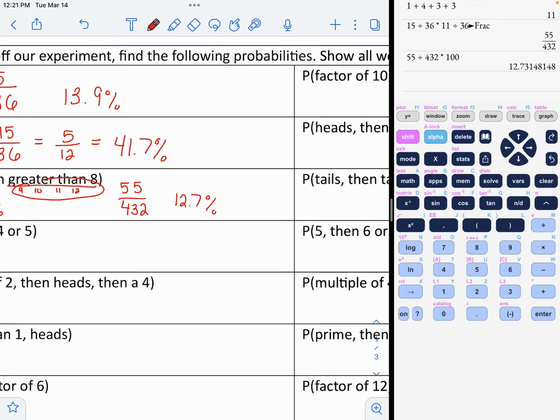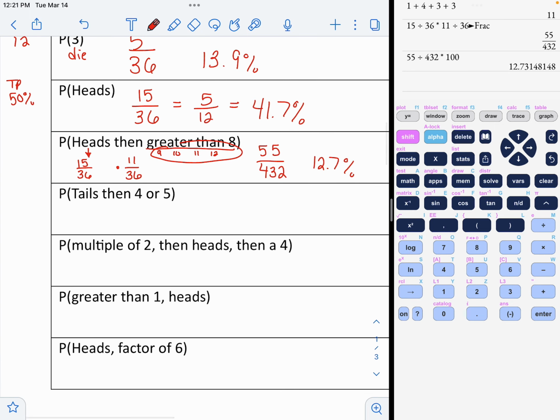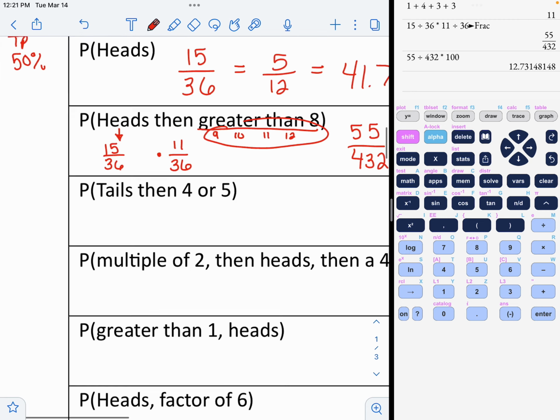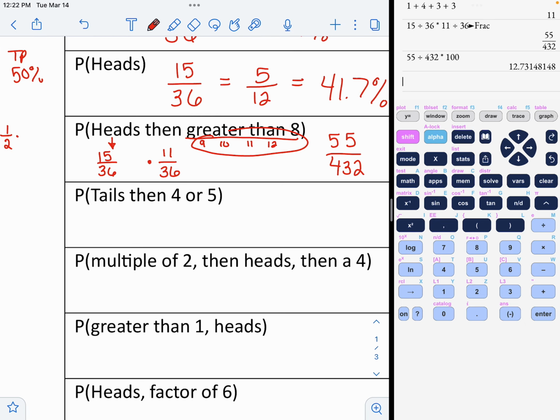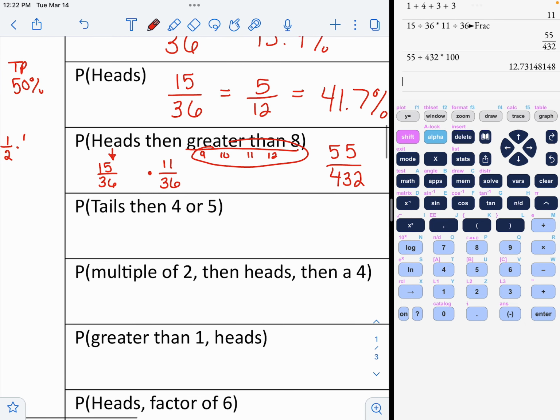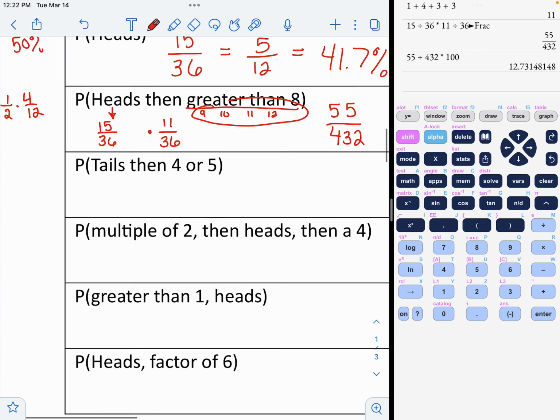12.7% chance of happening. Okay, and theoretically, getting a heads would be 1 out of 2 times something greater than 8, that would be 4 out of 12. So it's interesting that they don't match, right? Because theory is different than an experiment. Things that we do in real life don't always follow the perfect theory. Okay, so let's do the next one.